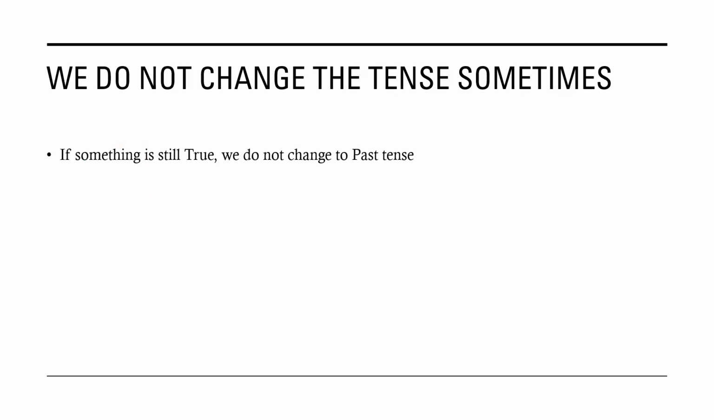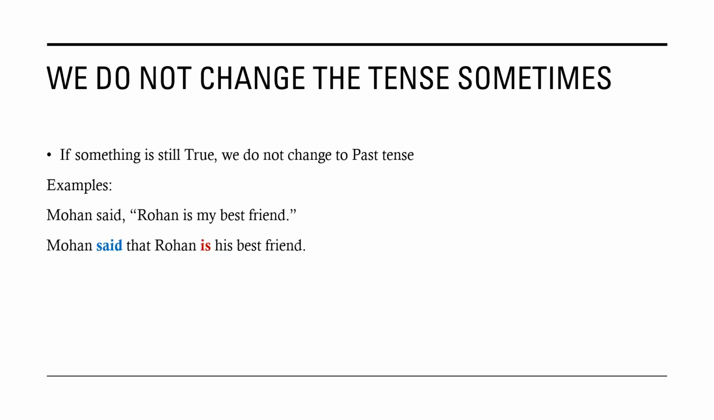However, we do not change the tense sometimes. For example, if something is still true, we do not change it to a past tense. An example: Mohan said, "Rohan is my best friend." So Rohan is still Mohan's best friend. So when we change it to indirect speech, the sentence becomes: Mohan said that Rohan is his best friend. We did not change it to Rohan was his best friend because Rohan is still Mohan's best friend.